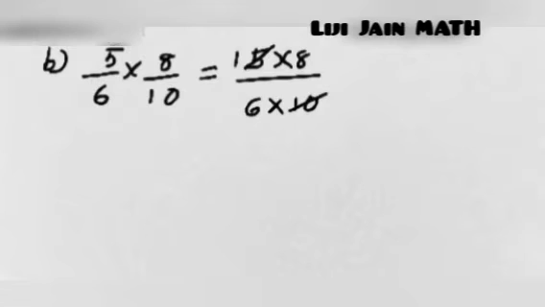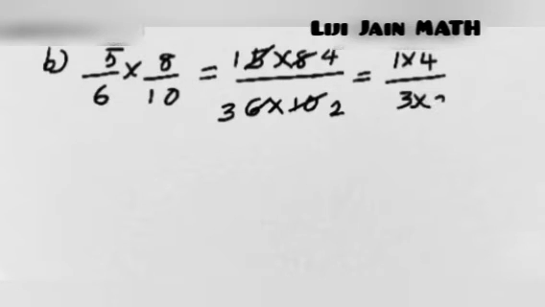And what about 6 and 8? Any common factor exists? Yes, 2 is there. 2 fours are 8, 2 threes are 6. Any more? No. So, what is the answer? In the numerator, what remains? 1 into 4. In the denominator, 3 into 2. So, the final answer is 4 by, no, one more is there, sorry.